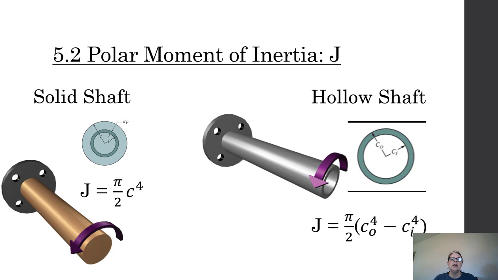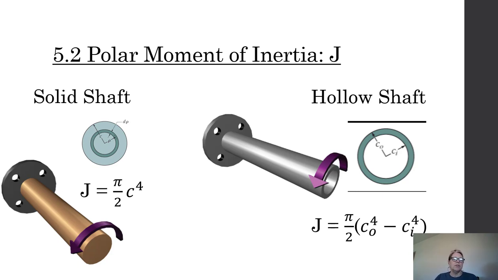That's not how it works, because it's really pi over 2 c outer to the fourth minus pi over 2 c inner to the fourth. Okay, so if you need to figure out a thickness, maybe the problem says, well, how thick does it need to be? And you're given the outside diameter or the outside radius, then you can use this equation to go back and figure out the thickness, because I know the thickness is outer minus inner.